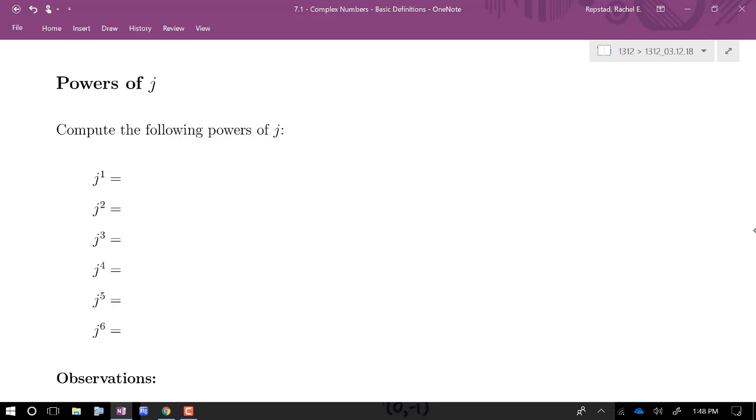Alright, so let's compute some powers of j. j to the first, just like anything to the first power, is itself. So j to the first is just j. What's j squared? Negative 1. So that's our new definition. New fact for today: j squared is negative 1. Now j cubed we could write as j squared times j, just by plain old rules of exponents. So what should this give us?